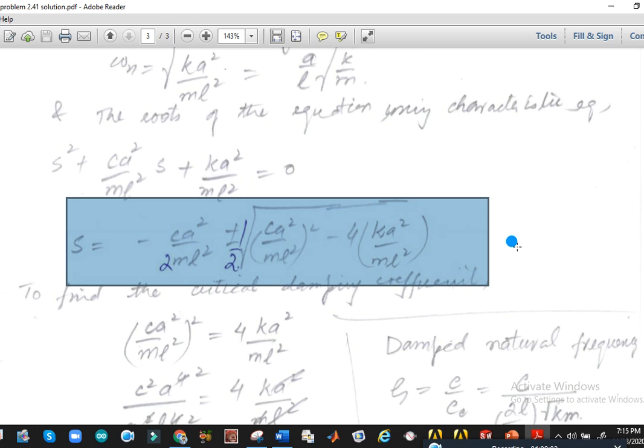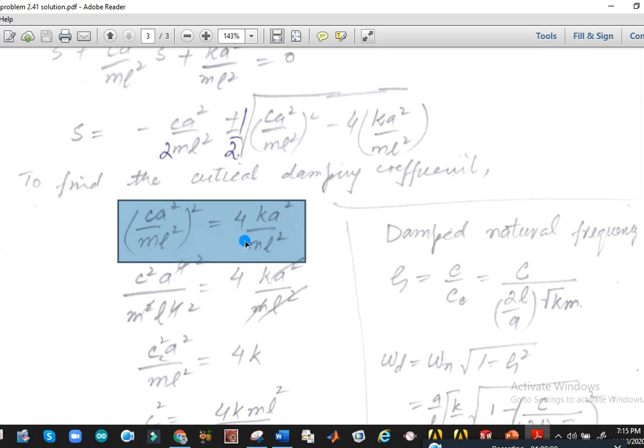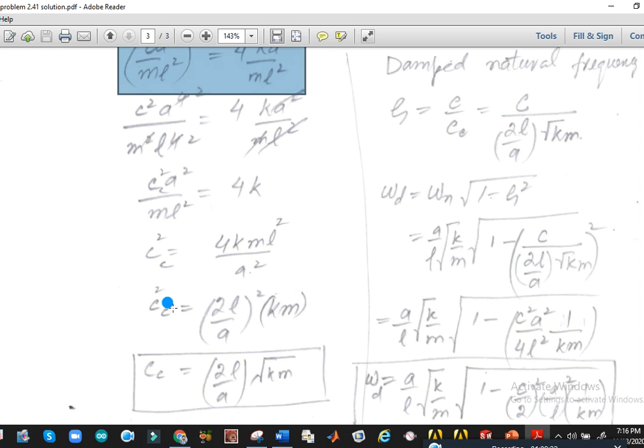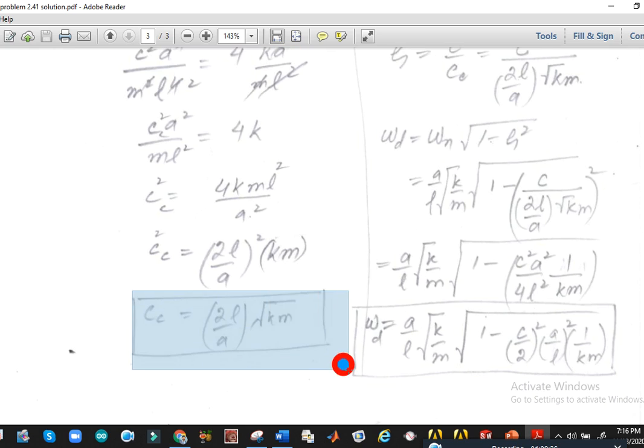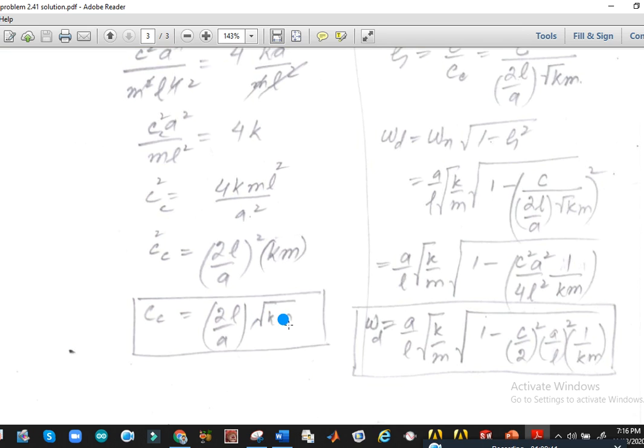Now we know that for the critical damped case, the determinant is always equal to 0. Determinant of this inside term, for example, (CA square over ML square) minus 4 into (K square over ML square), is equal to 0. Solving this expression for the critical damped case, we replace C with Cc, and finally we have Cc equal to 2L over A into the square root of Km. K is the stiffness of the spring, M is the mass of the rod.